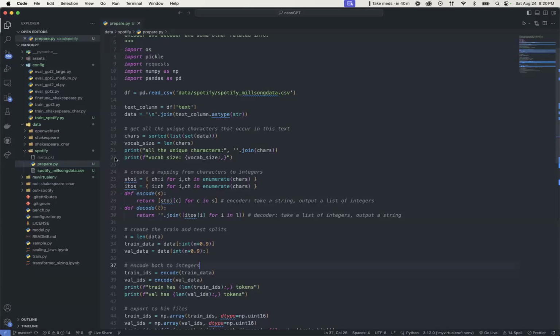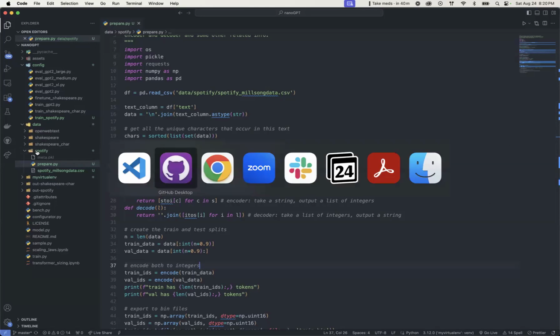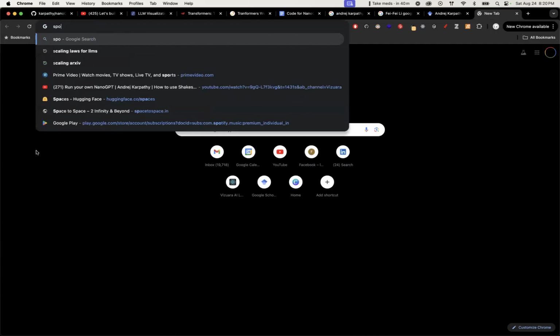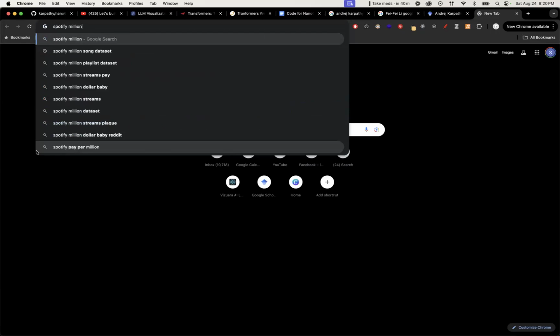Okay, so this is the repo. Today what we are going to do is train the Nano GPT on a particular data set called the Spotify Million Songs dataset. This is there on Kaggle.